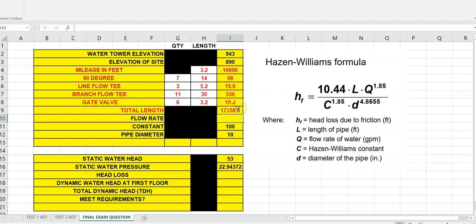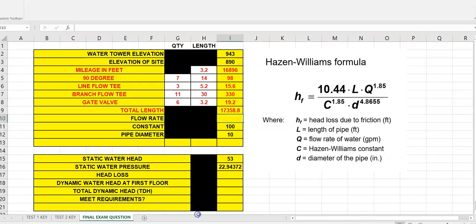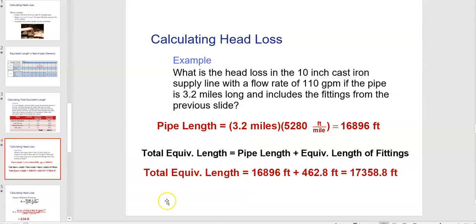We get 17,358.8. When we go back to our presentation here, you'll notice we have 17,358.8. That is our full length of pipe that the water is traveling through. So let's go back to our presentation.